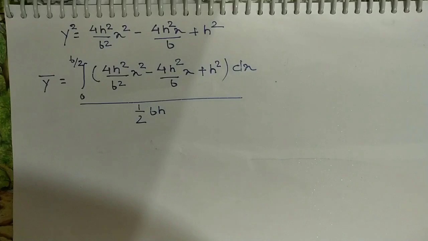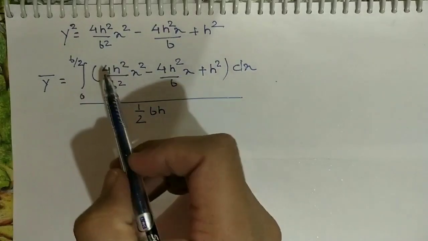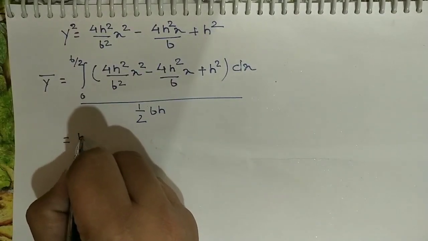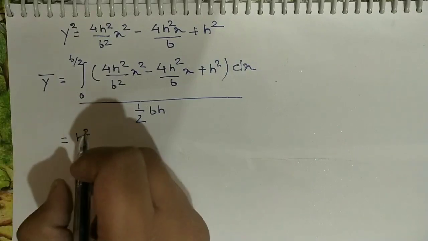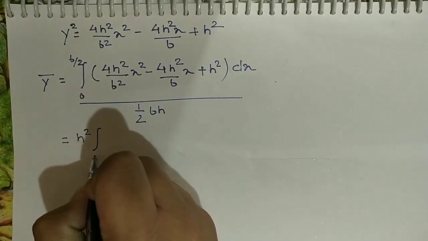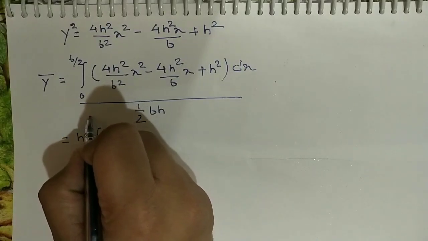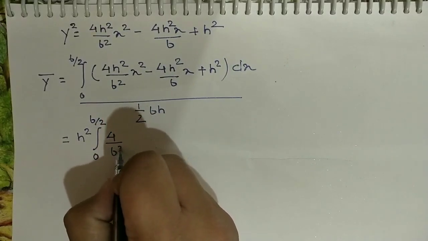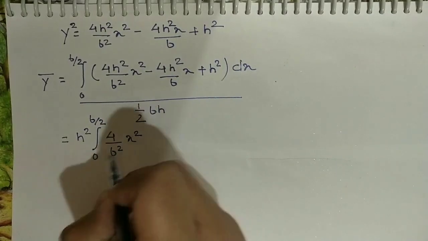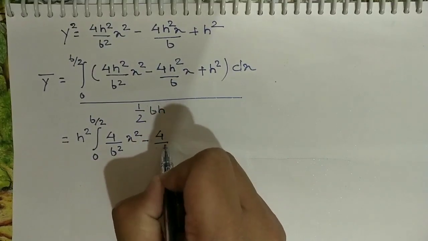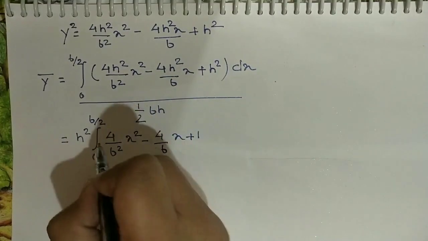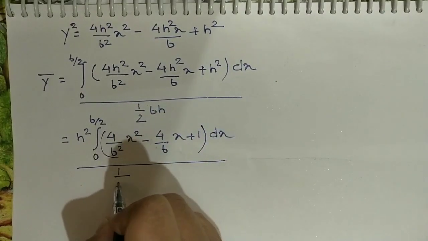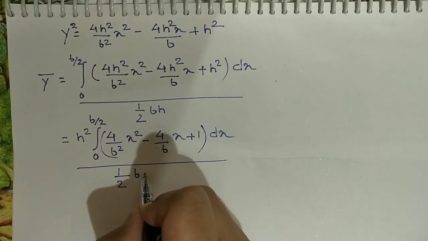So let us figure out if there is any possibility to simplify it. Yes, we can take out h square common, as it is a constant, and the remaining equation is left with integration from 0 to b by 2, 4 by b square x square minus 4 by b x plus 1 dx, and in denominator it is half b times h.